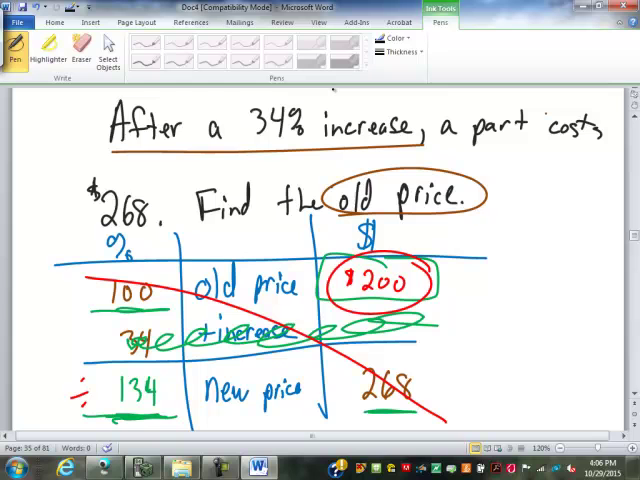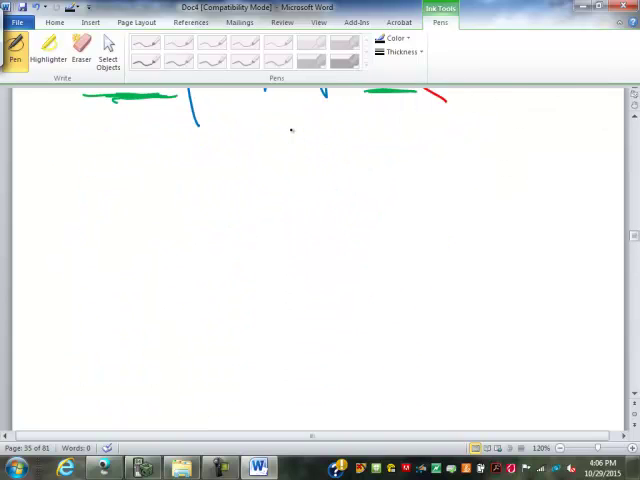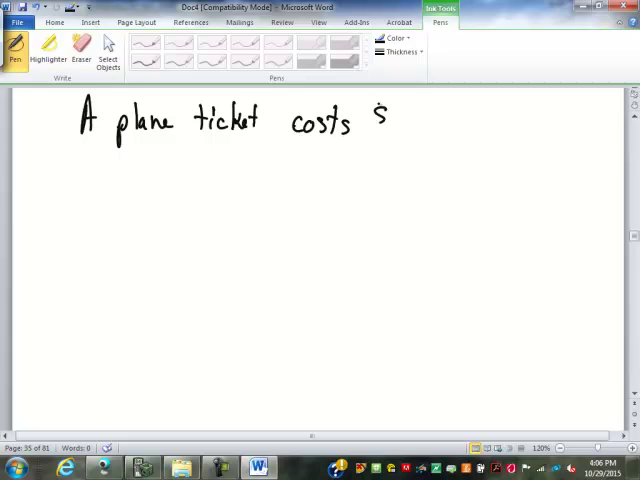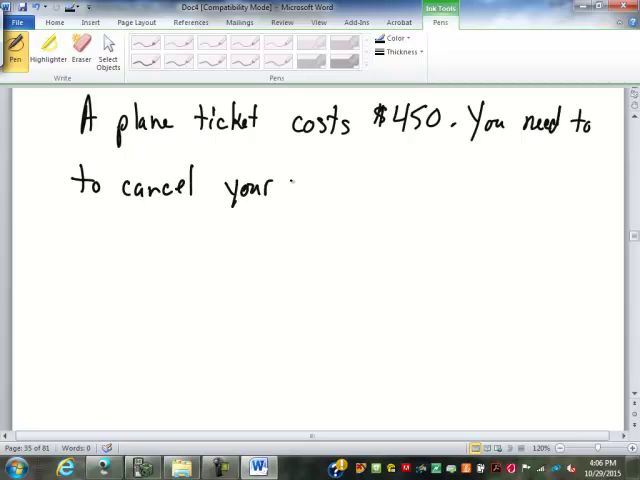Let's have you guys try one all on your own. A plane ticket costs you $450. If you plan to, you went and bought it. You need to cancel your flight.